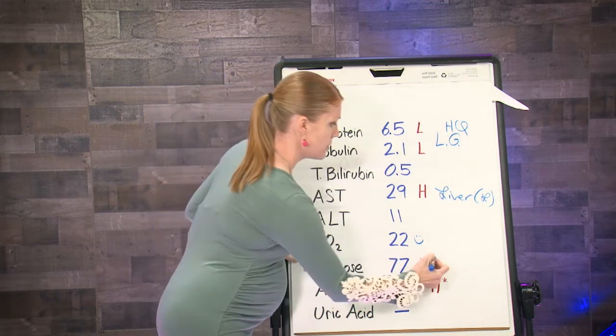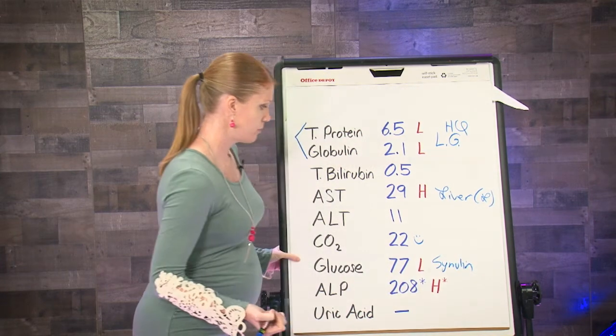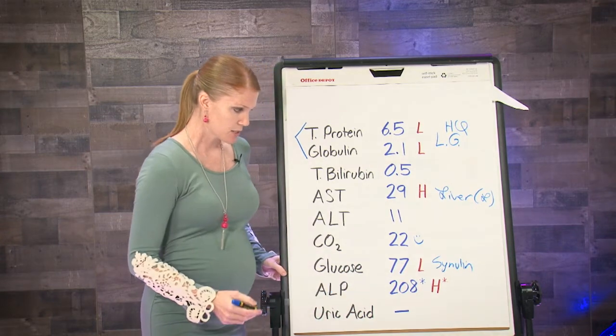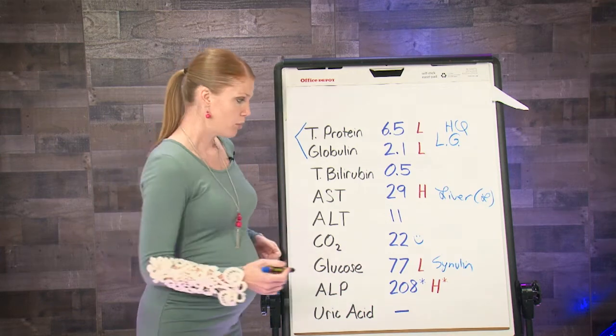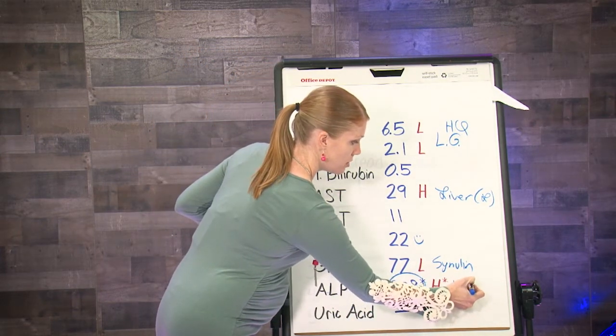Glucose is low, so we're gonna throw on some stimulin somewhere along treatment. ALP, now remember, this was the alk phos. This was when I said you're not gonna see it elevated or depressed very often, but when you do, this one's gonna be because of bone growth.